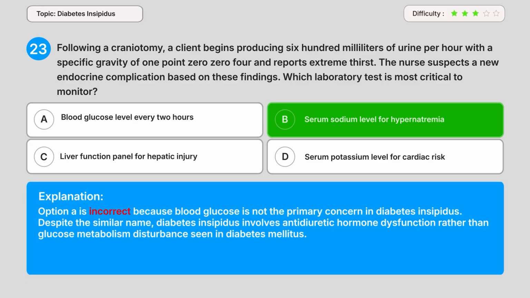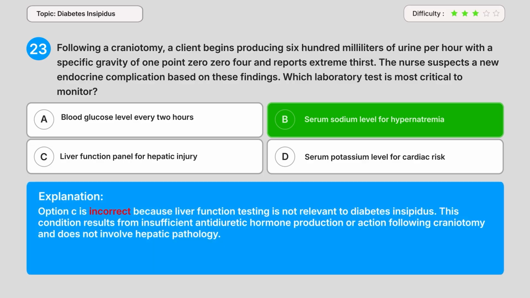Option A is incorrect because blood glucose is not the primary concern in diabetes insipidus. Despite the similar name, diabetes insipidus involves antidiuretic hormone dysfunction, rather than glucose metabolism disturbance seen in diabetes mellitus.